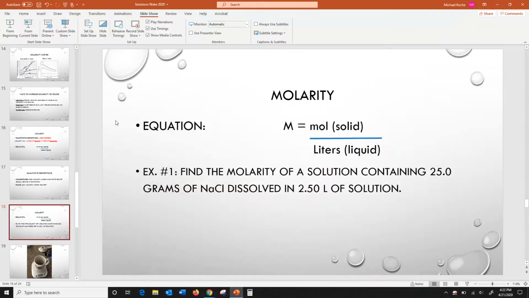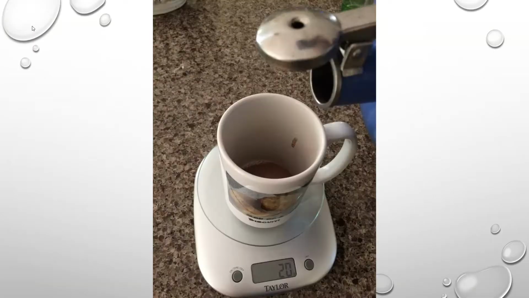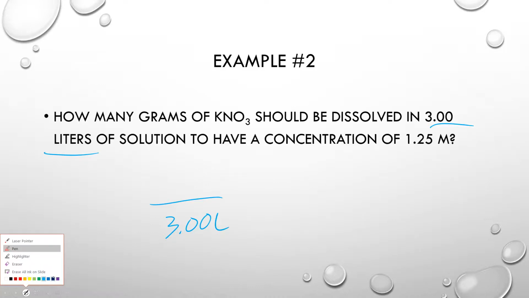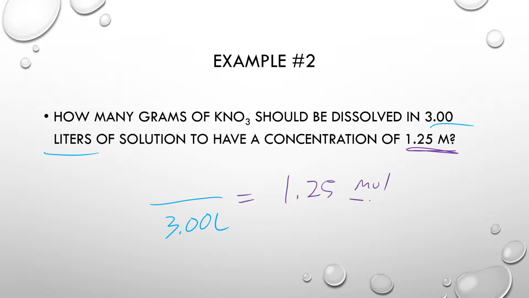All right, let's look at our second example. So this is whenever you have a solid like hot cocoa and you're dissolving it in water. So here's 20 grams of hot cocoa that I'm about to dissolve in water, and that is what you do with these problems. So now I'm giving you our liquid, 3 liters. So at the bottom we have 3 liters. I'm not asking you for the molarity because I've actually given you that molarity. So that's going to equal 1.25 moles over liters. And what I'm looking for is the moles. So I'm looking for the moles here.